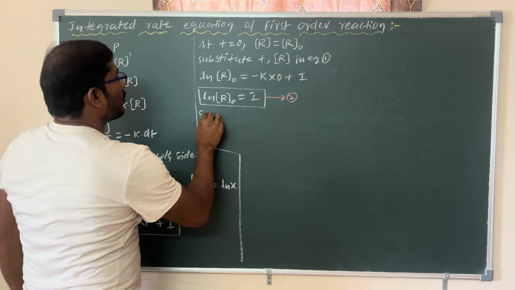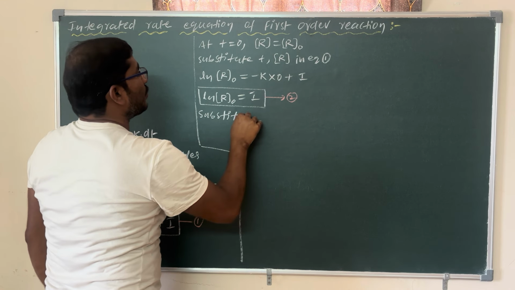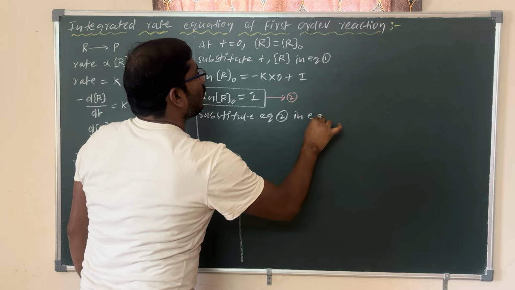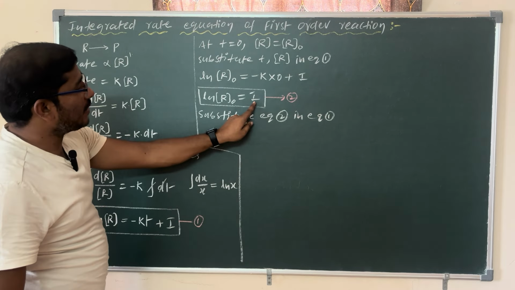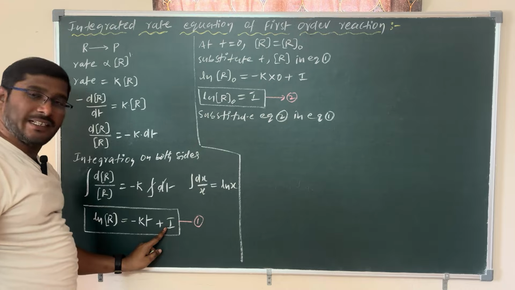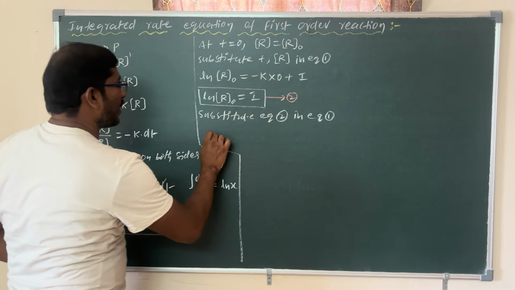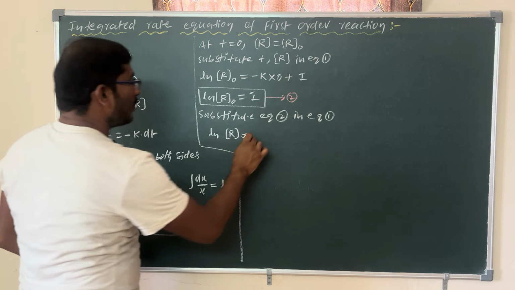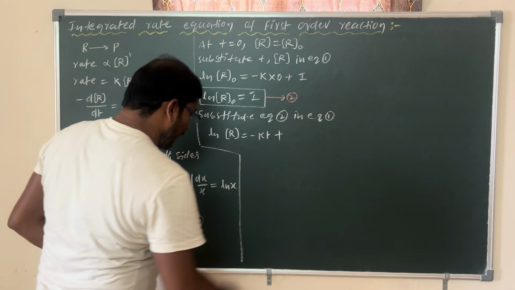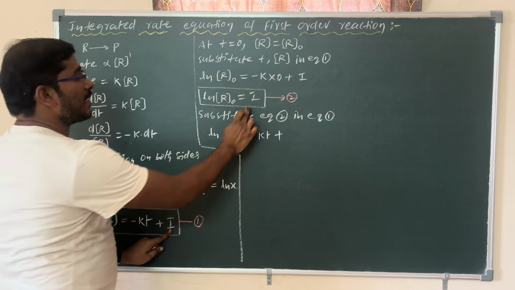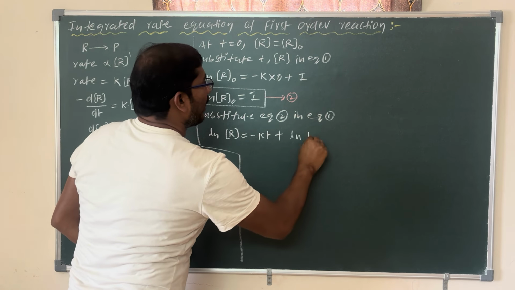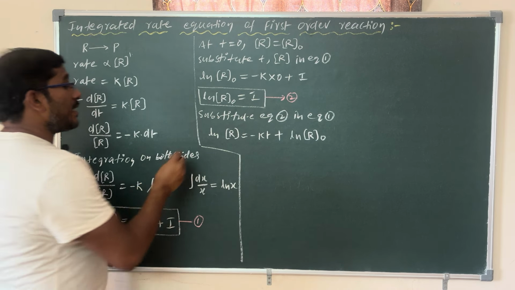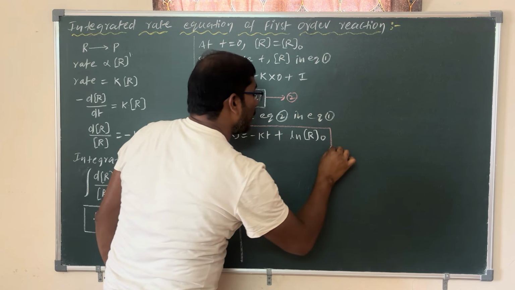Now substitute equation 2 in equation 1. The I value I got, I substitute here. What am I getting, students? ln of the concentration of reactants is equal to minus Kt plus I, and in the place of I I substitute ln of the initial concentration of reactants. This is a very important formula.